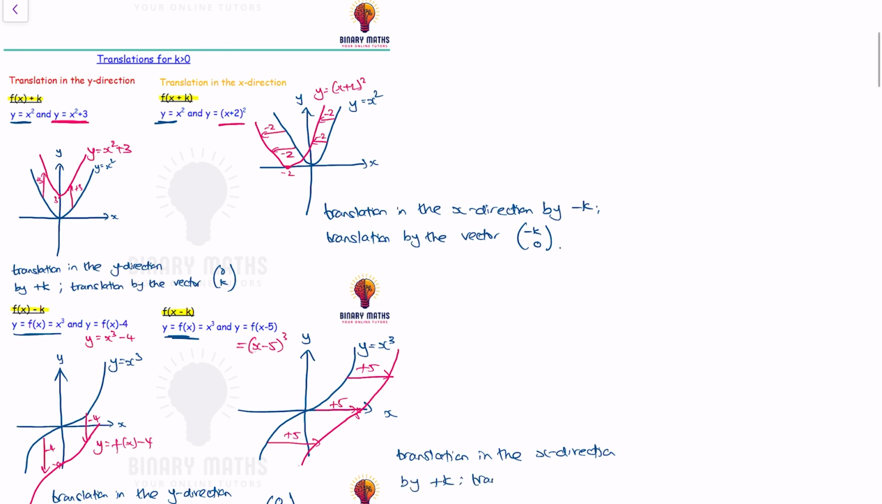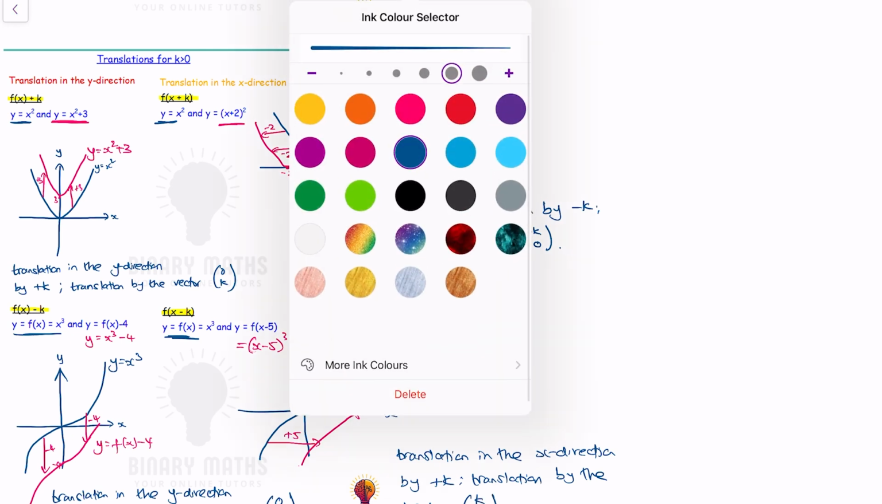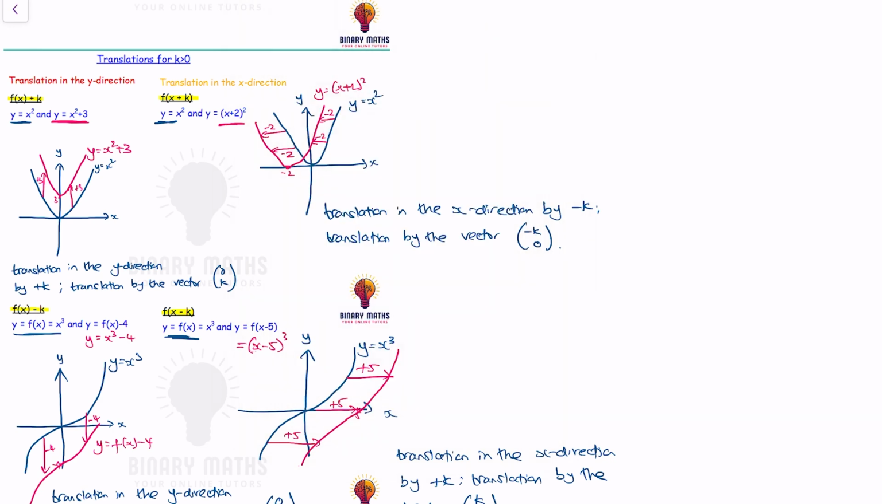So it's a translation by the vector k, 0. Okay, so if I were to split it up, let's just do it in green, just so it's easier to read, those are all the separate parts that I've gone through.